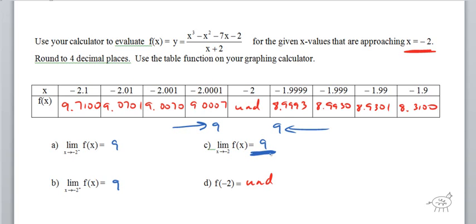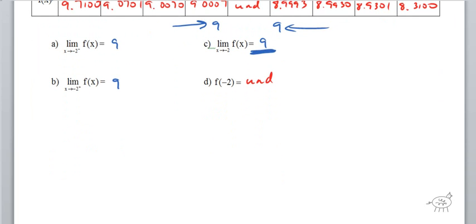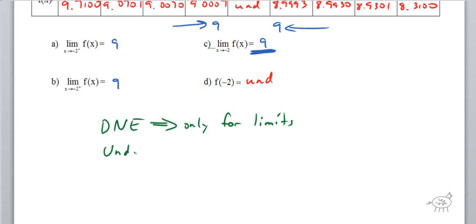Again, you plug it in, make a graph, and then you just type in different values. The one last thing I want to mention here, which I know I talked about already, is DNE, does not exist, and this is important. It's only for limits. Please do not use this for f of some value. And undefined, UND, is only for f of x. You'll never say f of x does not exist, just like you'll never say limits are undefined. Only DNE for limits and only undefined for f of x.